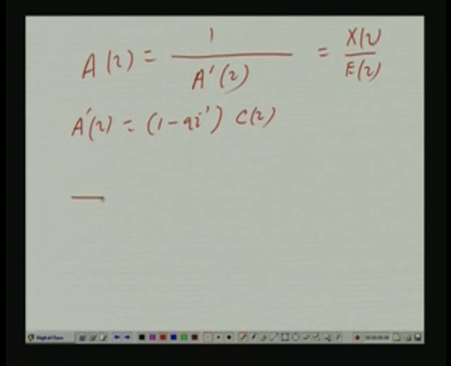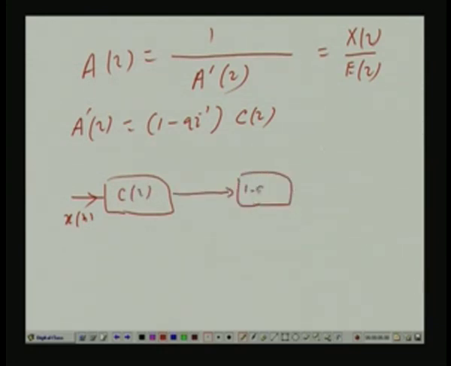So, if you have a system whose input is x[n], followed by C(z), followed by 1 minus q z inverse, and that is your e[n]. Obviously, X(z) into A prime z is E(z). I am just breaking A prime z as a cascade of two systems, one is C(z), another is 1 minus q z inverse. So, output will be e[n], intermediate variable is y[n]. By the same logic, e[n] is y[n] minus q y[n minus 1].